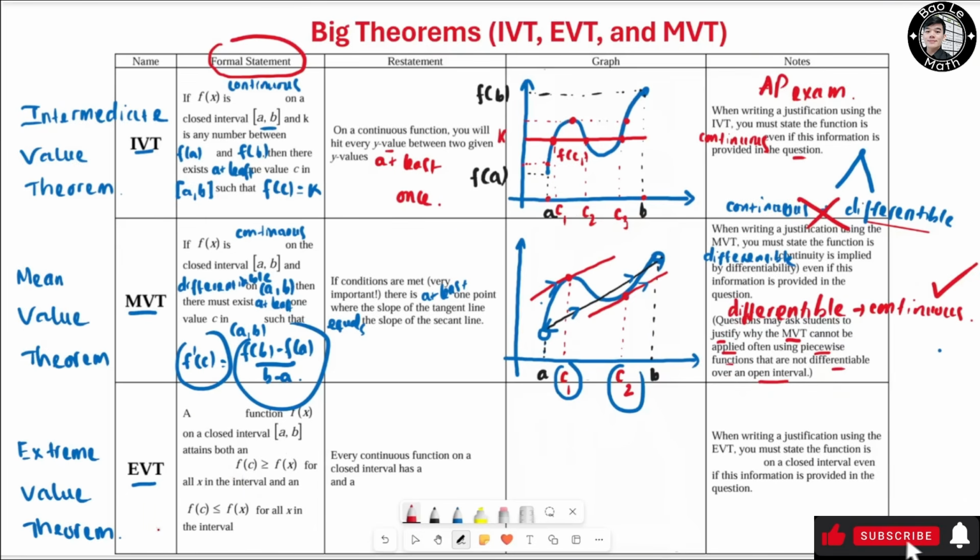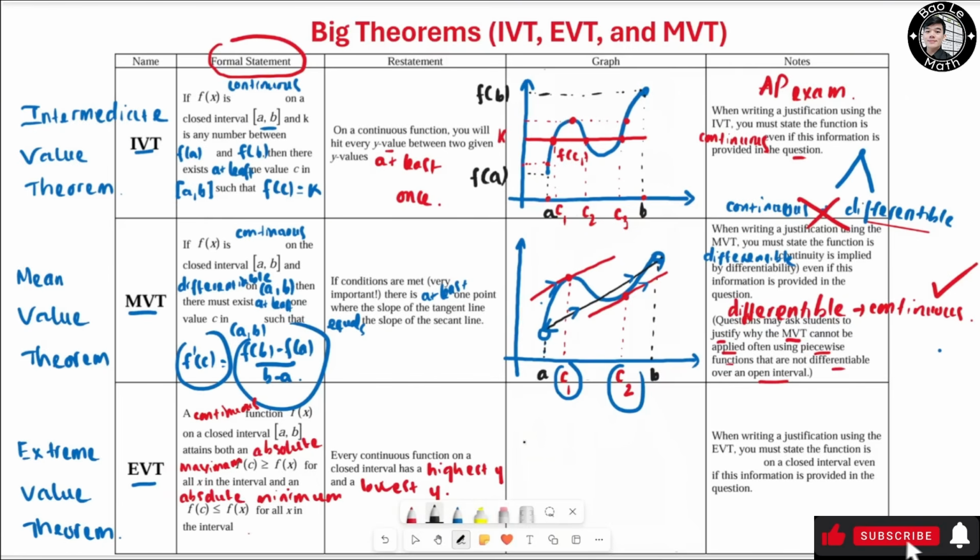Now let's move on to the last theorem, EVT. A continuous function f(x) on the closed interval a, b attains both an absolute maximum f of c greater than or equal to f(x) for all x in the interval, and an absolute minimum f of c less than or equal to f(x) for all x in the interval. To restate the theorem, we're going to say every continuous function on a closed interval has a highest y value and a lowest y value.